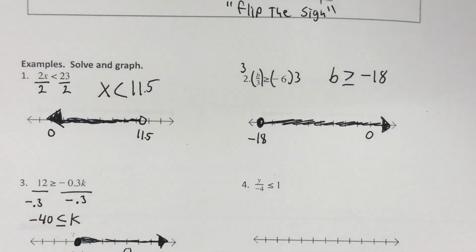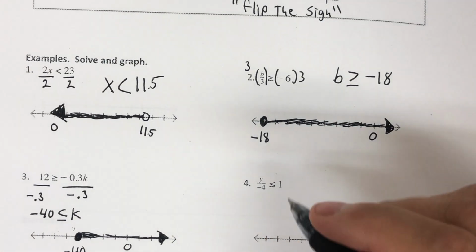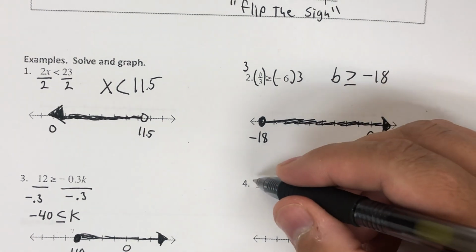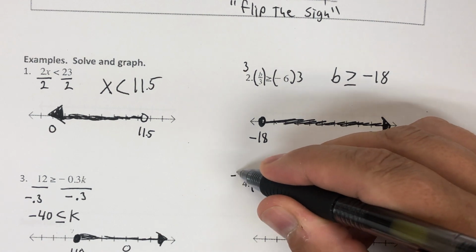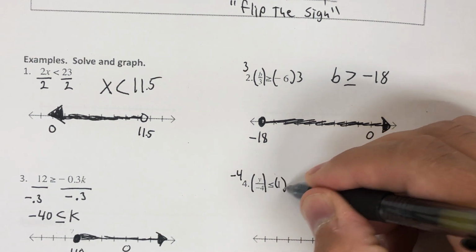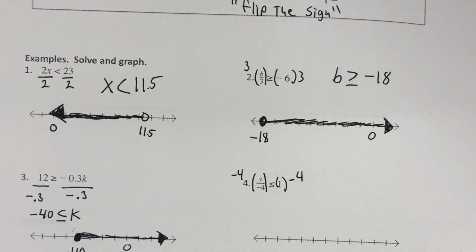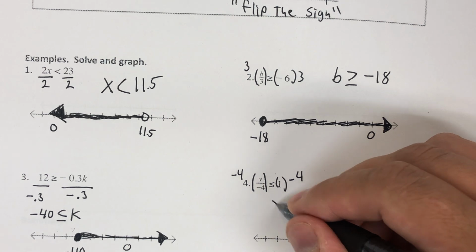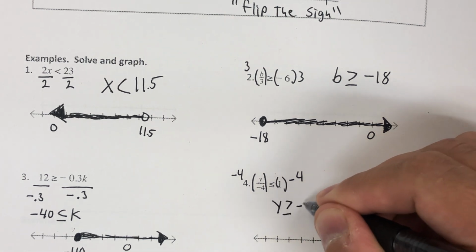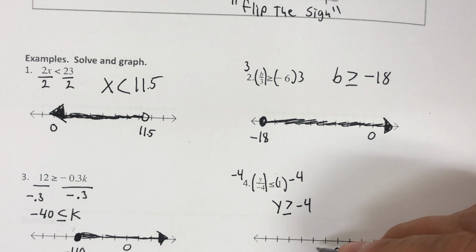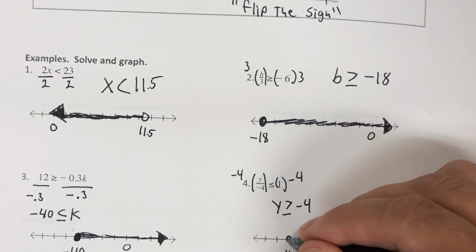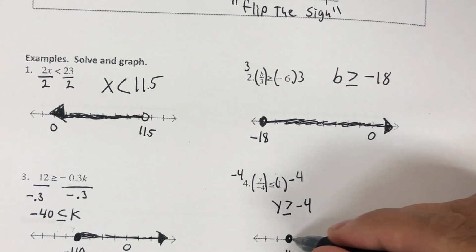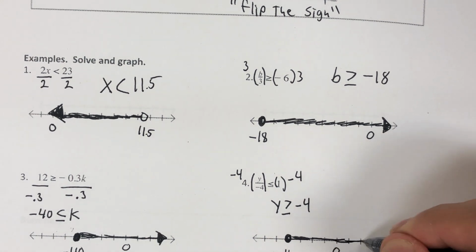All right, next one. Y over negative 4 is less than or equal to 1. So we have a division problem. The opposite of divide is to times. So again, multiply both sides. I am multiplying by negative 4. So do I need to flip the sign? Yes. I multiplied both sides by a negative, so I do have to flip the sign. And y is now greater than or equal to negative 4. Put up a 0. 1, 2, 3, 4. Negative 4. Closed circle because it's or equal to. Y is greater than, so we are shading to the right.